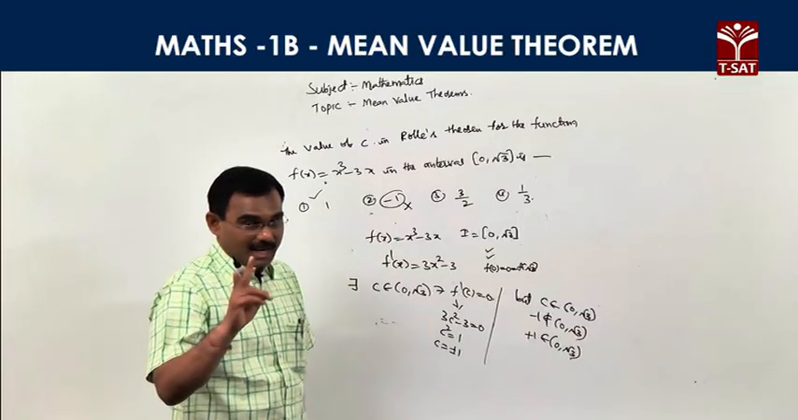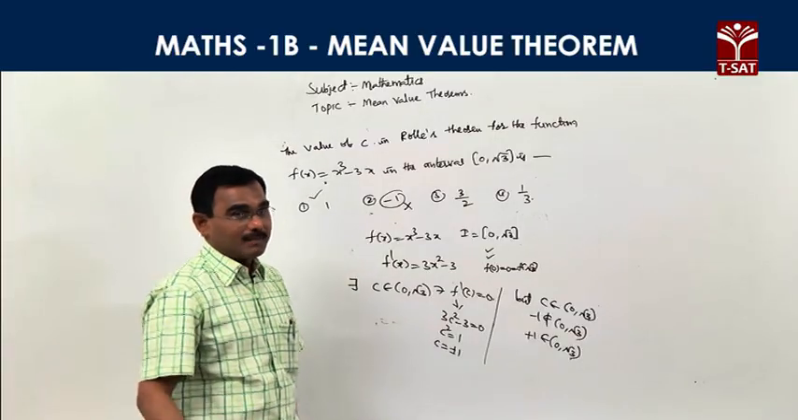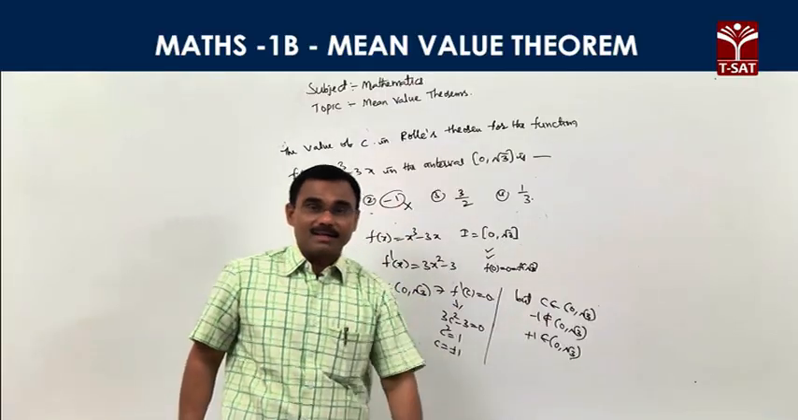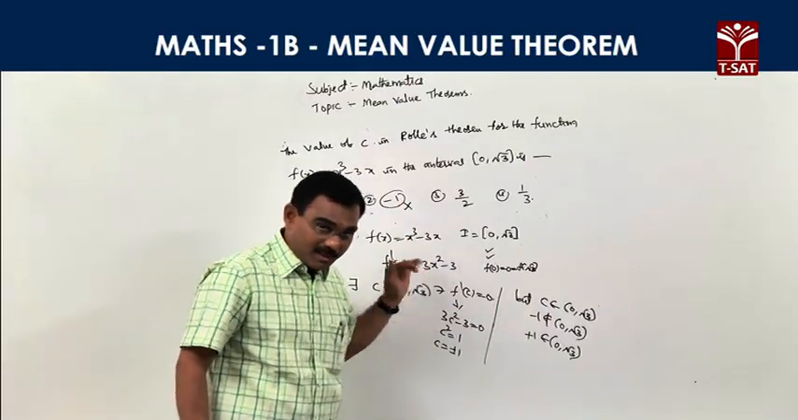That's why c has how many values? Only one value can be taken: only +1, not -1. Why not -1? Because -1 is not in our interval. So what is the conclusion here?